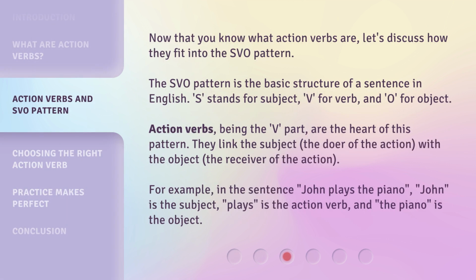Now that you know what action verbs are, let's discuss how they fit into the SVO pattern. The SVO pattern is the basic structure of a sentence in English. S stands for subject, V for verb, and O for object. Action verbs, being the V part, are the heart of this pattern. They link the subject, the doer of the action, with the object, the receiver of the action.